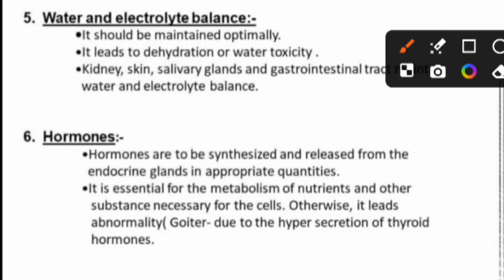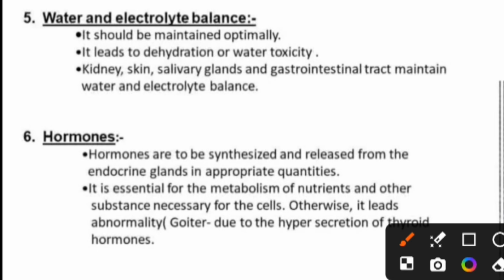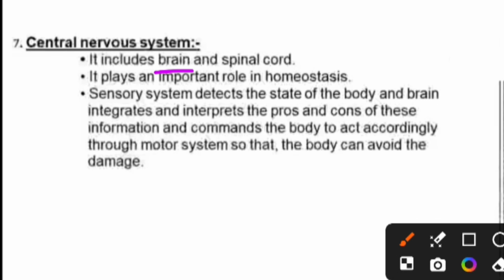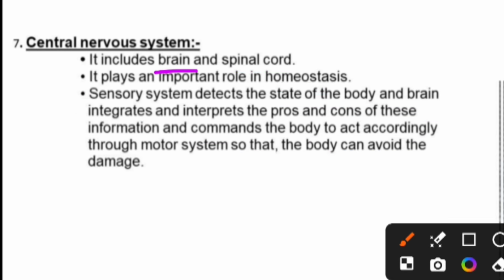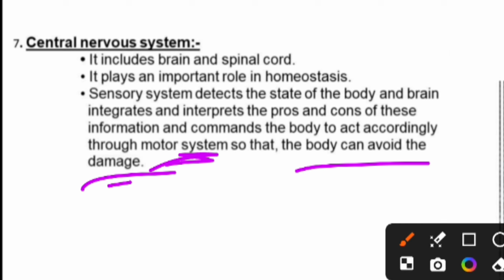Then, the central nervous system. It includes the brain and spinal cord. So, the central nervous system is made up of two organs, the brain and spinal cord. It plays an important role in homeostasis. The sensory system detects the state of the body and the brain integrates and interprets the pros and cons of this information and commands the body to act through the motor system so that the body can avoid any damage.